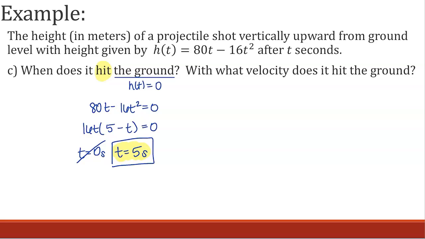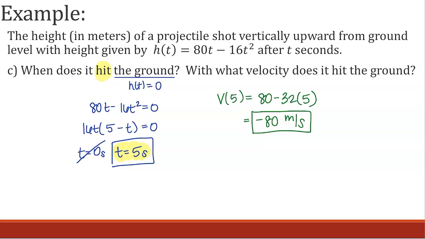That doesn't make sense. It's got to hit the ground with some force. Well, if it hits the ground at 5 seconds, the second part of this question is answered by plugging 5 into our velocity function. And that was 80 minus 32t. And so we're going to plug in 5 into t. So we get negative 80 meters per second. So that's the velocity that it was traveling.